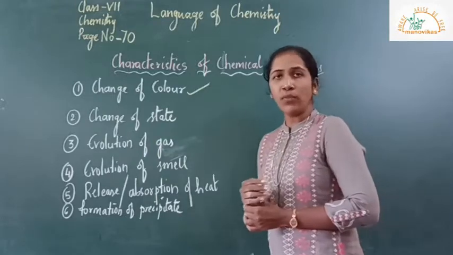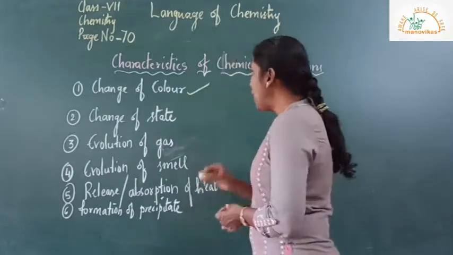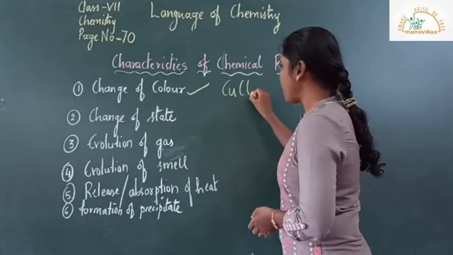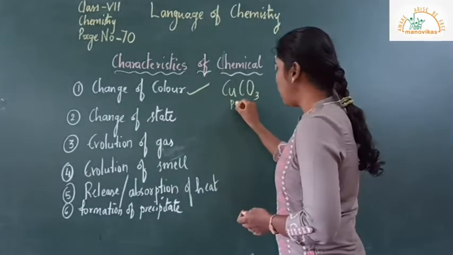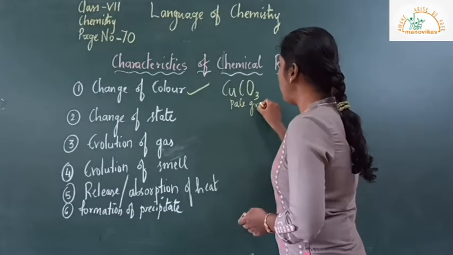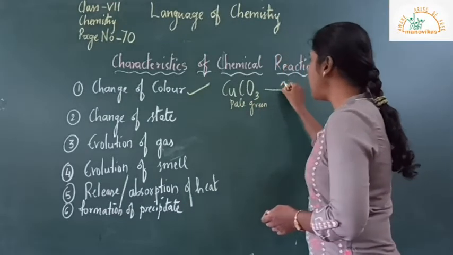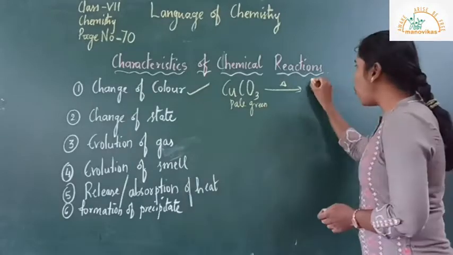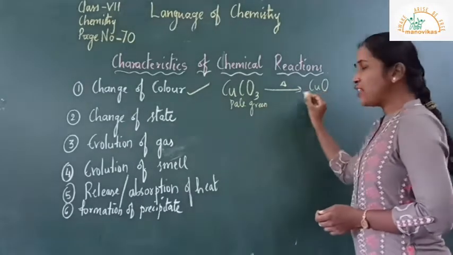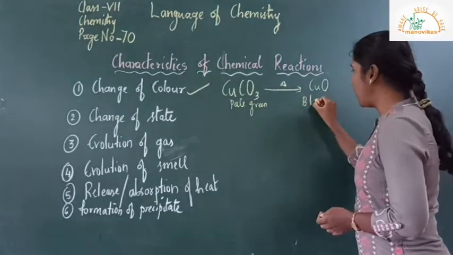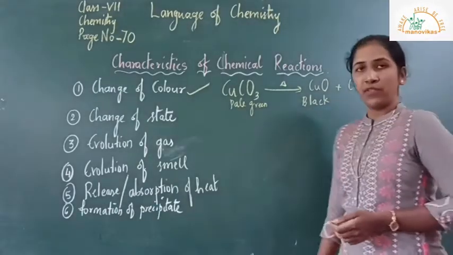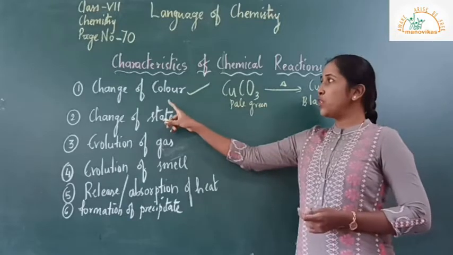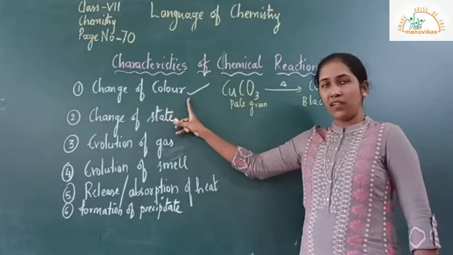One more example we can take is copper carbonate. Now this copper carbonate is pale green in color. Okay. So when I heat this copper carbonate, what I will get is copper oxide, which is black in color, plus carbon dioxide. So these are the examples which come under change of color.